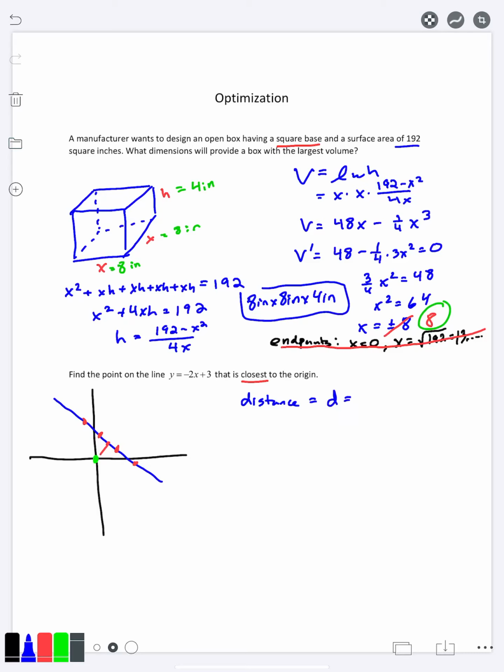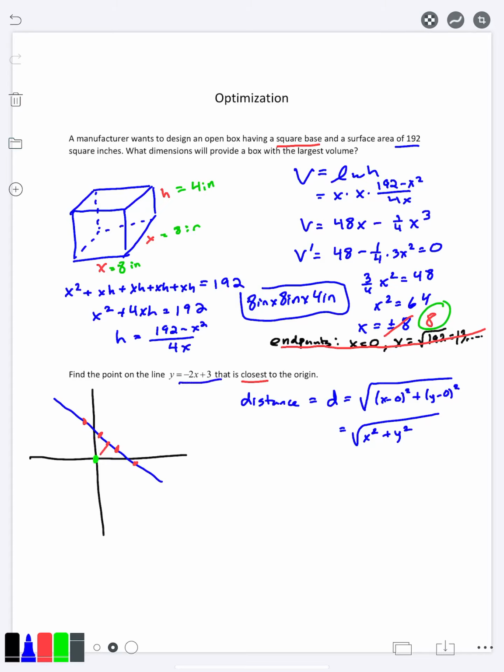And we know the distance formula. If I go from any random point x, y to the origin, it'd be the square root of x minus 0 squared plus y minus 0 squared. So we're going to get x squared plus y squared here. Again, though, that's got two variables, and we can't do calculus with two variables here. So what we're going to do is we're going to replace a variable.